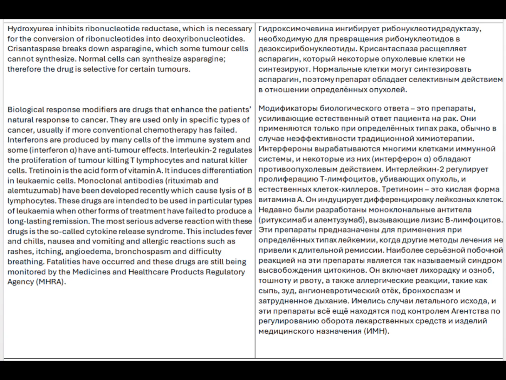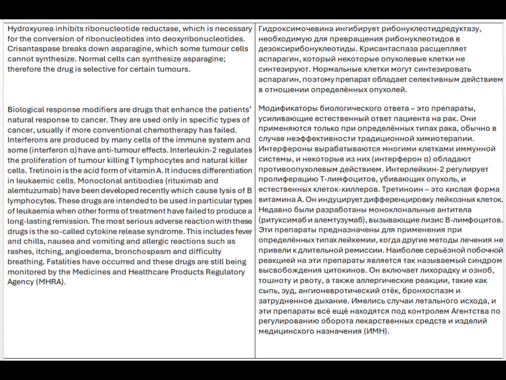Crisantaspase breaks down asparagine, which some tumor cells cannot synthesize. Normal cells can synthesize asparagine, therefore the drug is selective for certain tumors. Biological response modifiers are drugs that enhance the patient's natural response to cancer. They are used only in specific types of cancer, usually if more conventional chemotherapy has failed. Interferons are produced by many cells of the immune system, and some, such as interferon alpha, have anti-tumor effects.